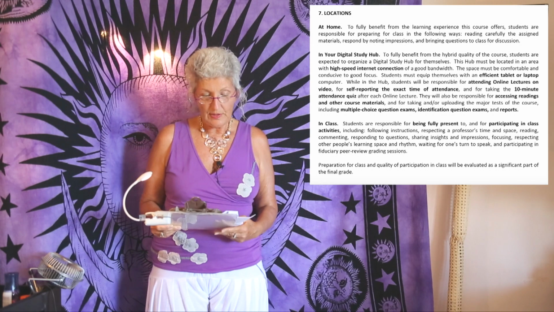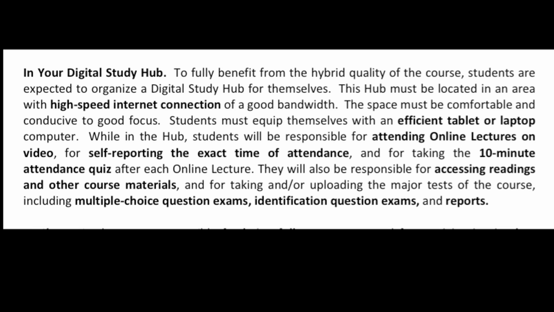Second, we will focus on your digital study hub. What is this? In this class, we will all experience a lot of online learning. How does online learning happen? It happens in an environment with high-speed internet, a well-functioning, stable system of high-speed internet. So we need to make sure that our digital study hubs are well equipped with that, and with good bandwidth, good connection, and all of those things that make it easy to learn online.